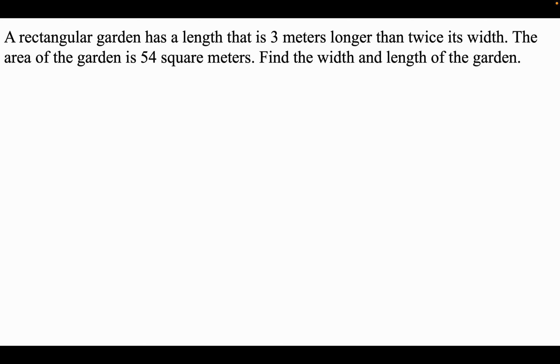A rectangular garden has a length that is 3 meters longer than twice its width. The area of the garden is 54 square meters. Find the width and the length of the garden.